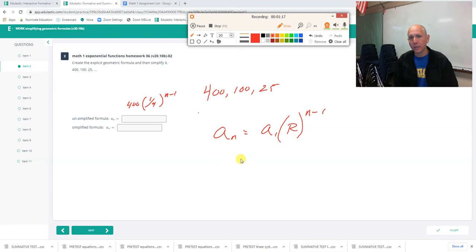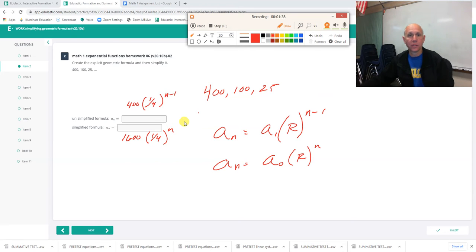Now to simplify it, the simplified version is a sub n equals a sub 0 times the ratio raised to the n. What I'm doing is just taking it back a step. So if I took 400 back a step, it would be 1600 times 1/4 to the n. So there's the simplified one. Let's get that in there.